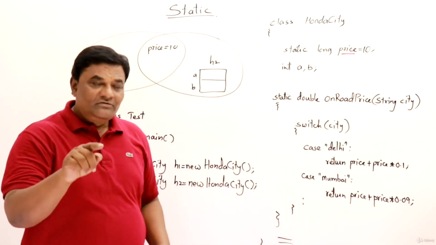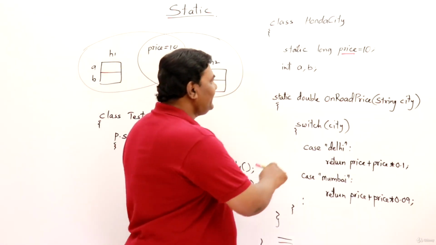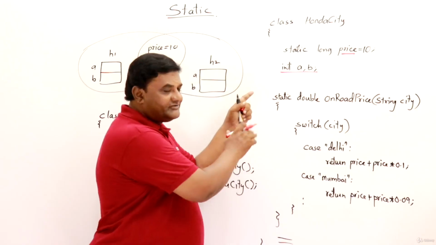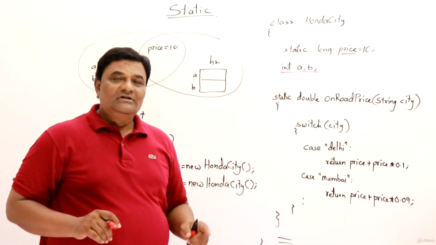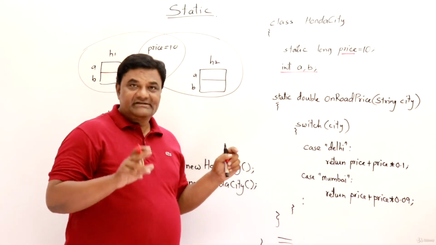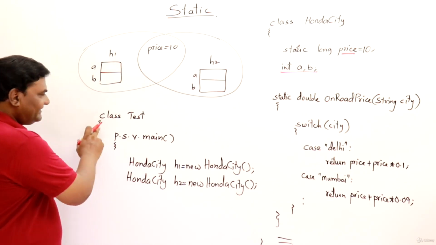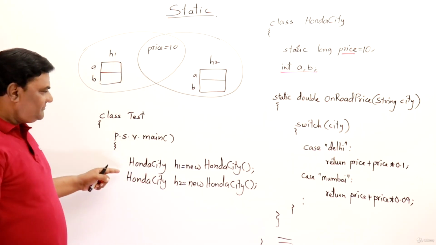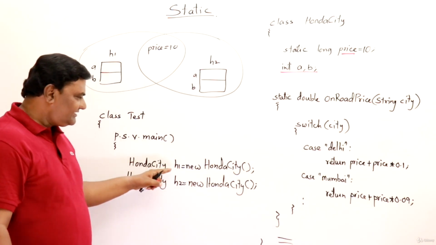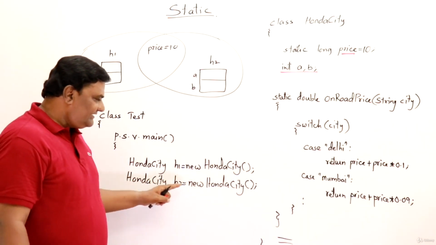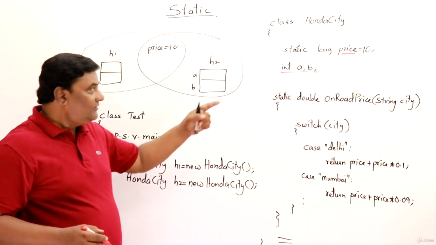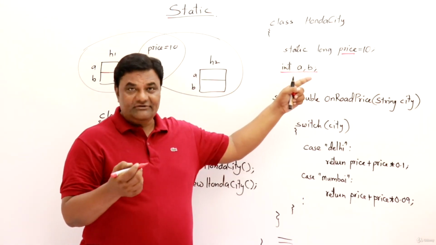Inside this, I have also taken two non-static members. They are of no use, just for namesake. Now here you see the objects. Inside a class Test, in public static void main, I have one object of Honda City, H1, and the other object, H2. Now I have two objects. So let us see, when you create the objects, how that price will be available to them.